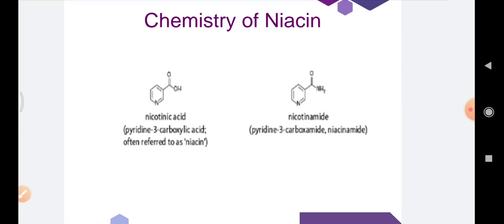Vitamin B3 is also known as niacin, nicotinic acid, or vitamin PP. It is a water-soluble B complex vitamin. This vitamin refers to two pyridine derivatives. The first is nicotinic acid and the second is nicotinamide. So pyridine is the heterocyclic ring present in the vitamin.